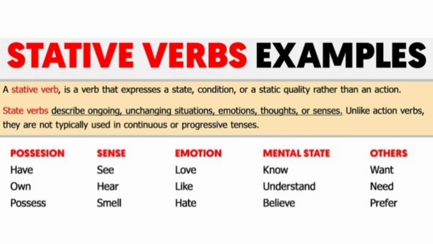Stative verbs. A stative verb is a verb that expresses a state, condition, or a static quality rather than an action. State verbs describe ongoing, unchanging situations, emotions, thoughts, or senses. Unlike action verbs, they are not typically used in continuous or progressive tenses. For example, possessions: have, own, possess; sense: see, hear, smell; emotion: love, like, hate; mental state: know, understand, believe; others: want, need, prefer.